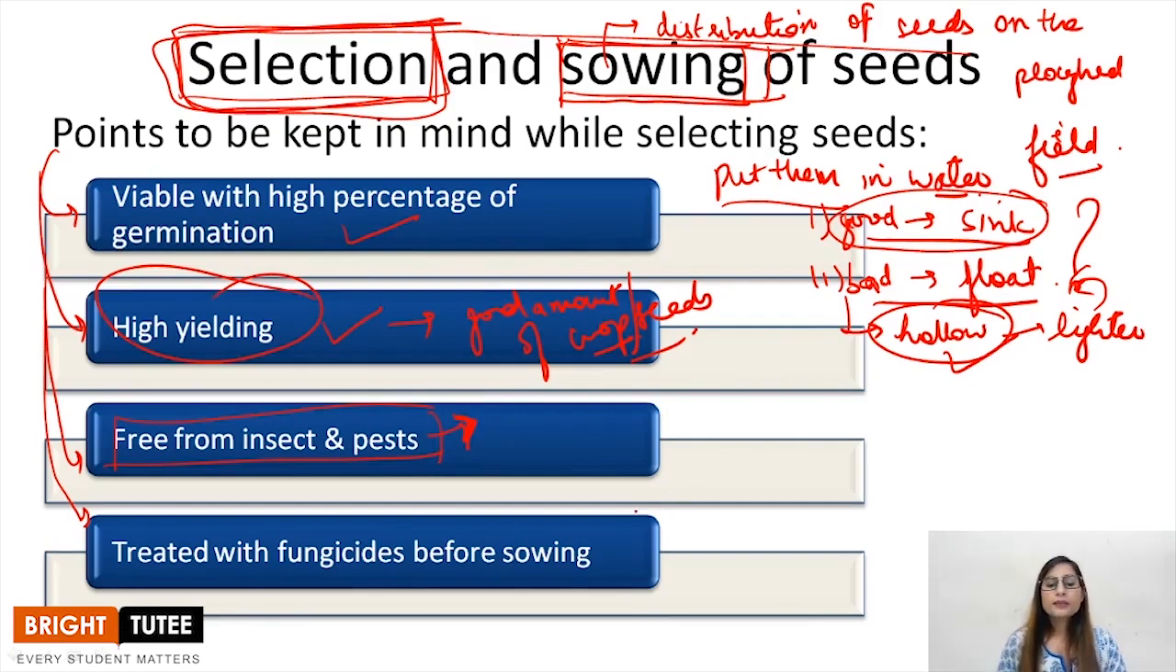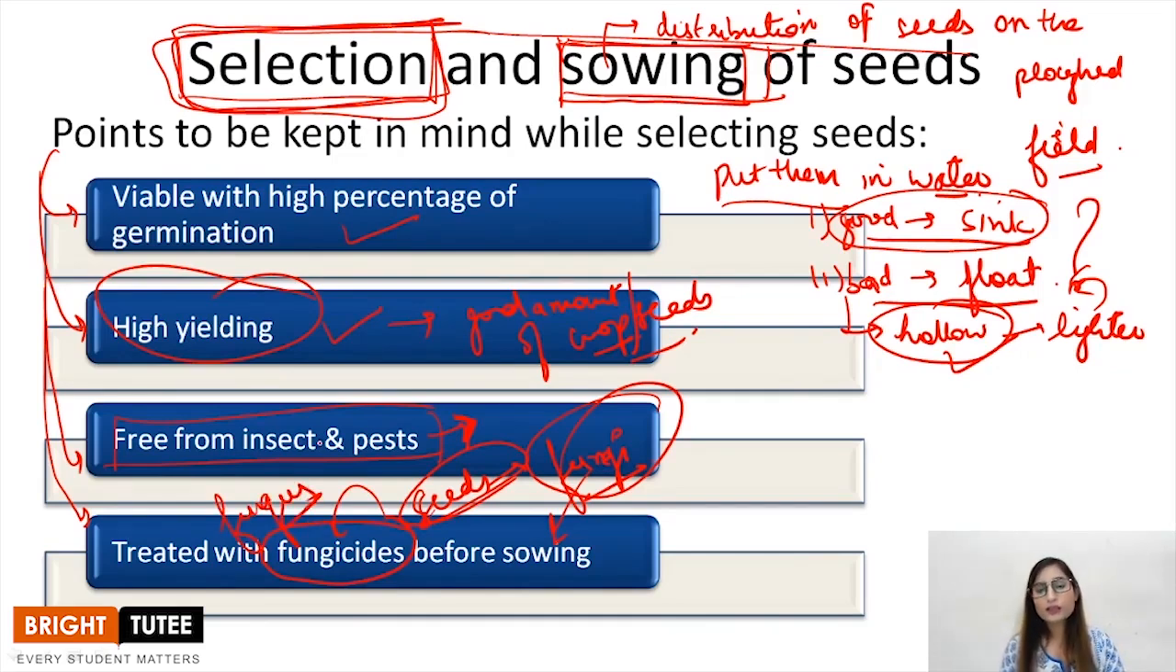Fourthly, they must be treated with fungicides before sowing. Students, some seeds catch fungi. So we must check for fungi before we sow these seeds. So before sowing, the seeds must be treated with fungicides to kill all the fungus that is present, right?